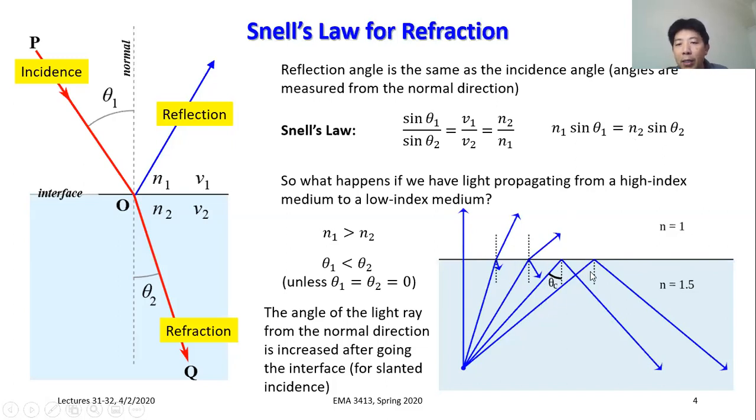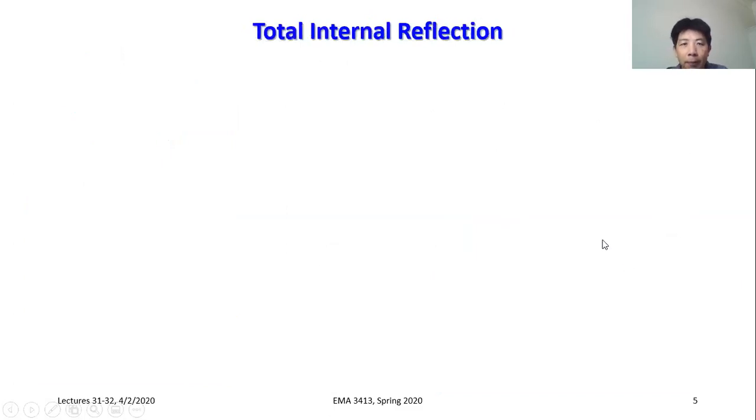What if now the angle is greater than theta c? We're still going to have reflection. The reflection angle and the incident angle will be the same. What about the refraction? If theta 1 is greater than theta c, then n1 times sine theta 1 will be greater than n2. So you can't find a solution for theta 2, because we know sine theta can be no more than 1. So that's a problem.